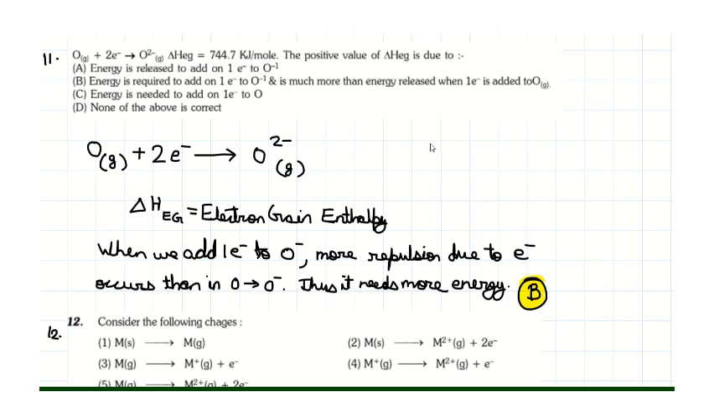We know that O minus has one more electron as compared to O, that is the oxygen atom, due to which there would be more repulsion from the electrons in the ion towards the electron that is to be added. Thus, we require more energy for converting from O minus to O2 minus than that of O to O minus. Thus, it requires more energy, and we have the net energy greater than 0. This is why option B is correct.